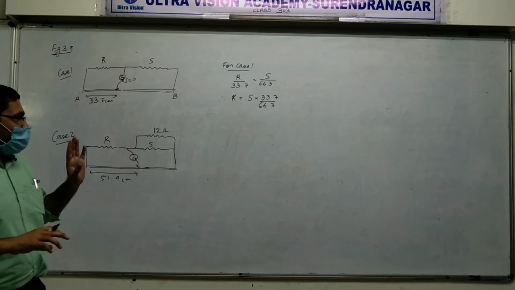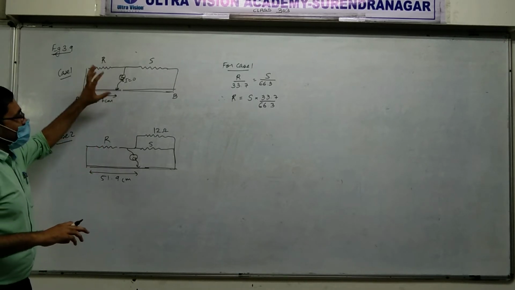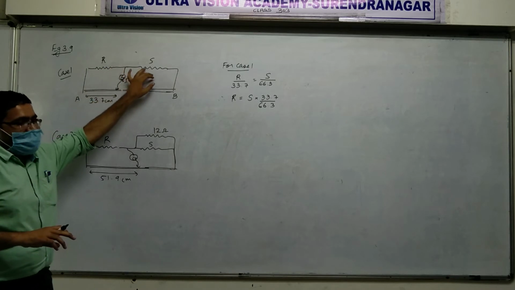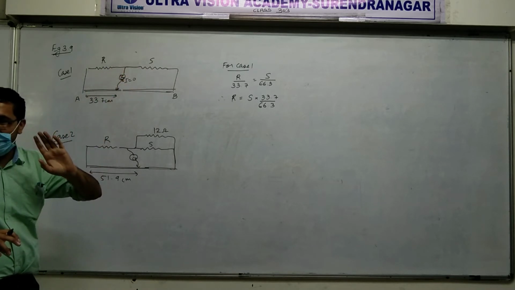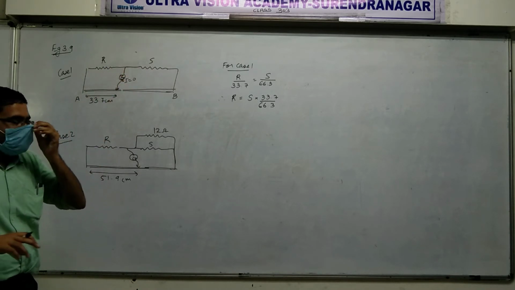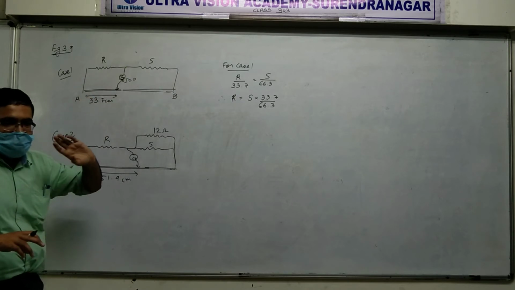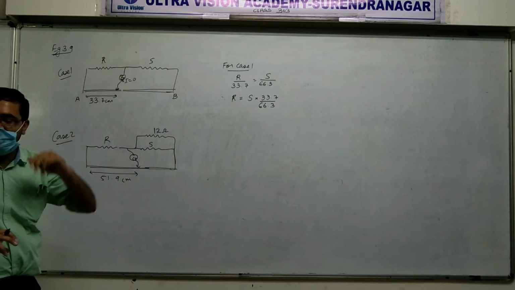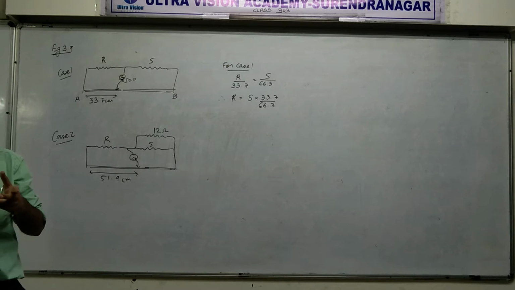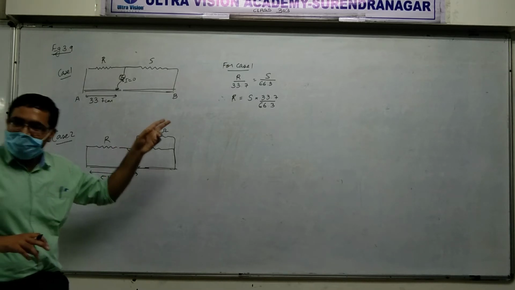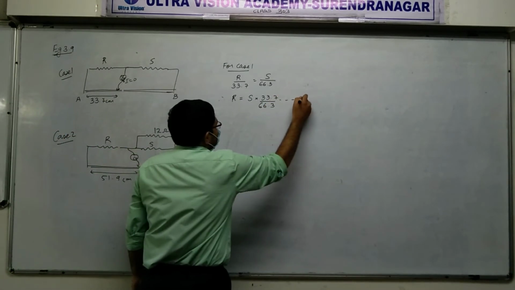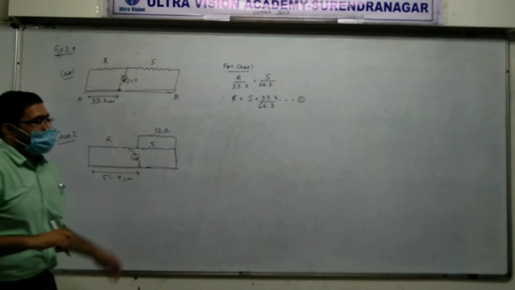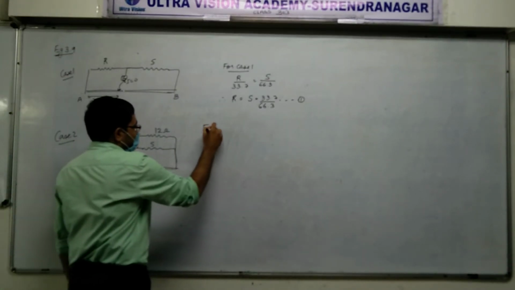Simple idea. You all have knowledge of this. There are two unknowns. Which two? R and S. Here in this question, R and S both are unknown. So for two unknowns, you need how many equations minimum? Two equations. One is made. Is there a second equation? From case 2.